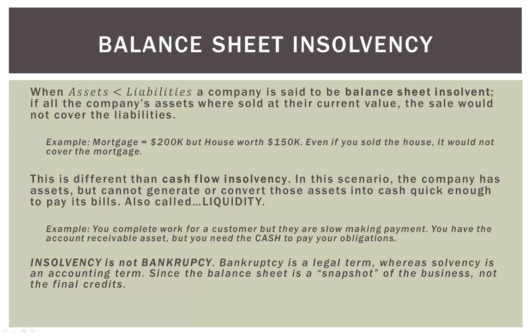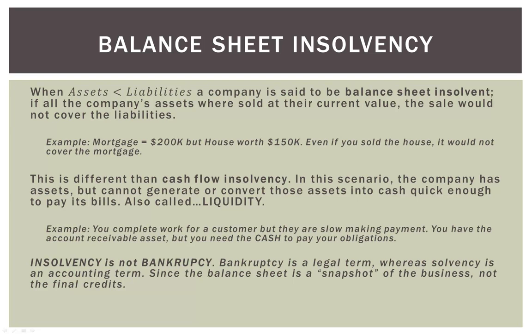Now that does not necessarily mean that the homeowner is not making their payments, okay? Those are not the same thing. But what's happening is they're making mortgage payments on a $200,000 loan, but the house is only worth $150,000. So they could keep making the payments fine. It's just that in terms of the balance sheet, it's balance sheet insolvent. And on that note, this is different than cash flow insolvency.